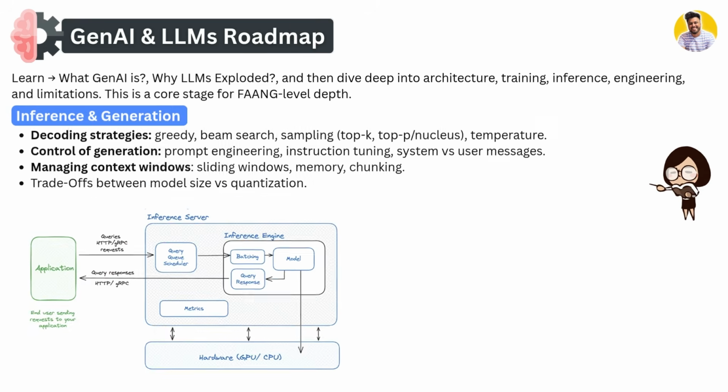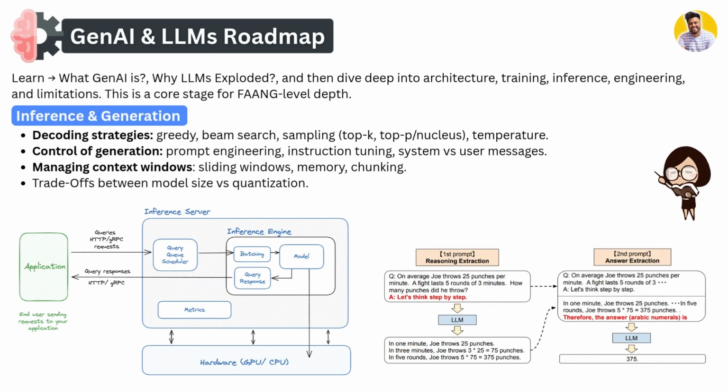Okay, and after that focus on the actual inference and generation for production-scale large language models. You have to learn about inference here, because inference matters most in production, since you need to respond at a very high speed. Okay, so learn about decoding strategies such as greedy, beam search, and sampling, along with controlling generation by using prompt engineering, instruction tuning, or system and customer prompts.